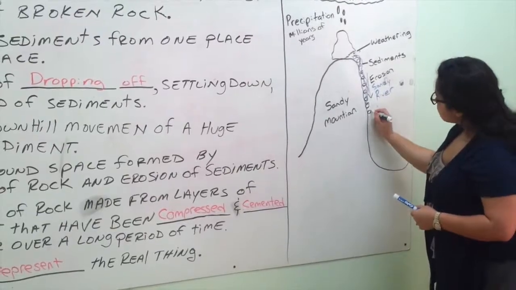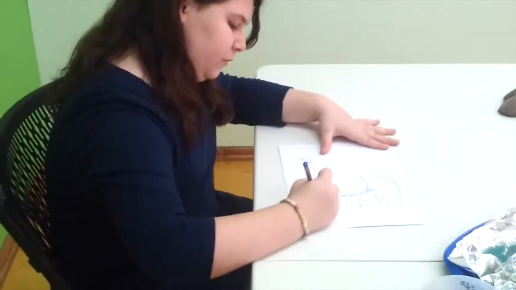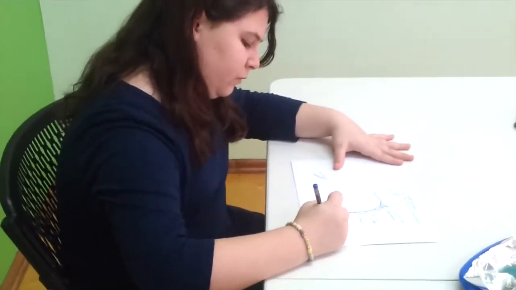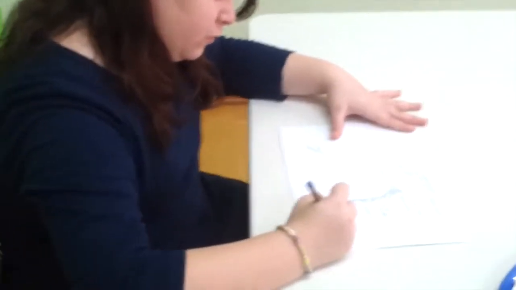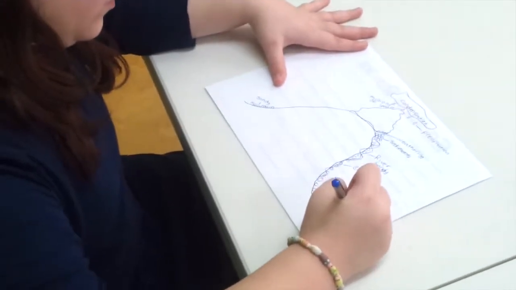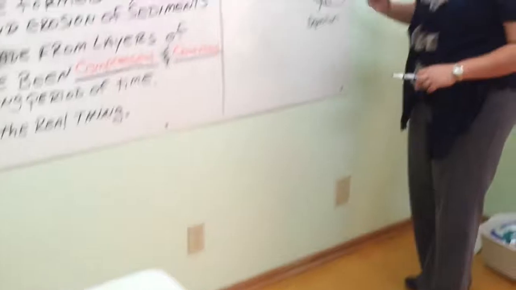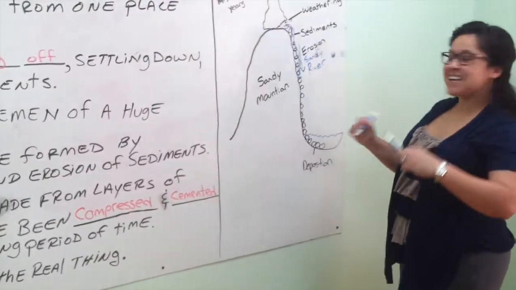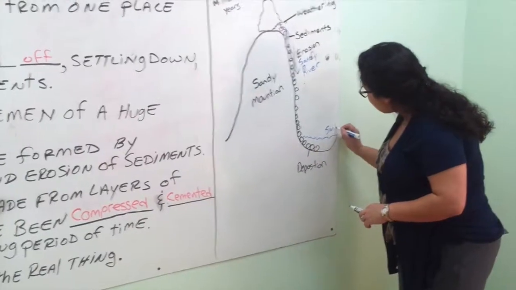Where did those sediments end up? At the end of the mountain. And what do we call that? Deposition. Very good. Deposition. That would normally give us like a little lake right here. What could this lake be called? Sandy Lake. Sandy Lake, Sandy Mountain, Sandy River. Now we got Sandy Lake.